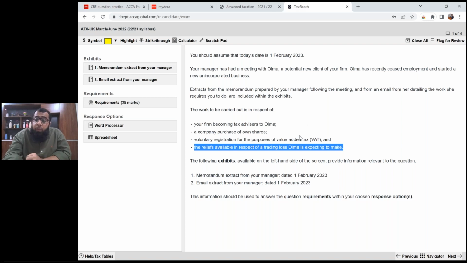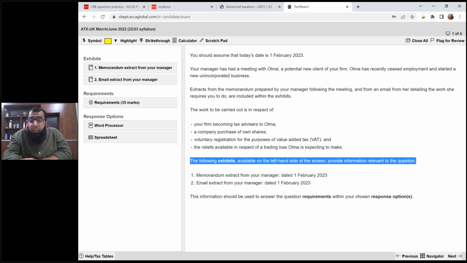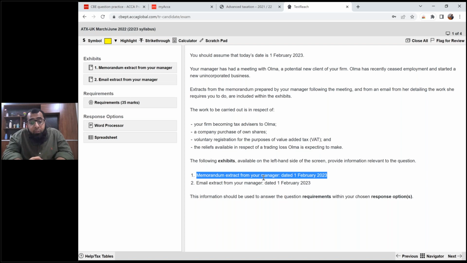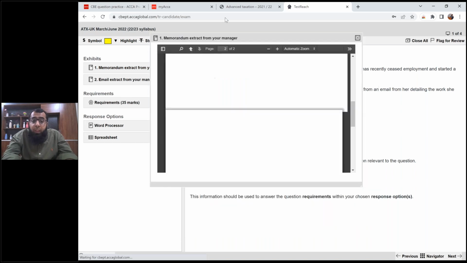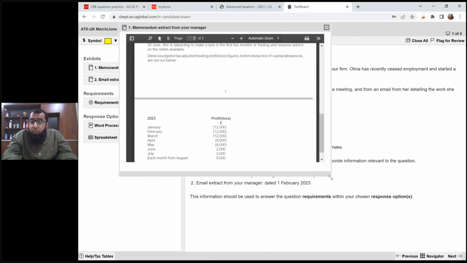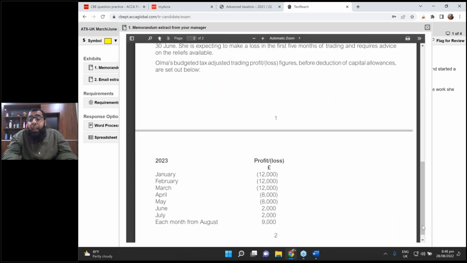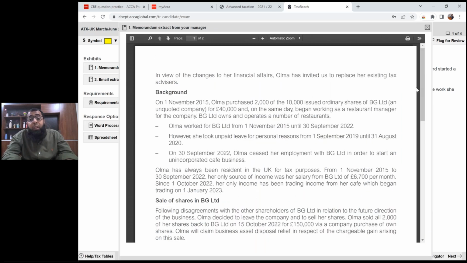Okay? The following exhibits available on the left-hand side of the screen provide information relevant to the question. Memorandum extract from the manager and email extract. Okay, now let's start reading this memorandum extract from your manager. I want you all to concentrate on it and please participate with me while I draft the answer.